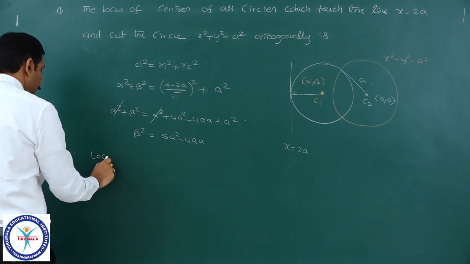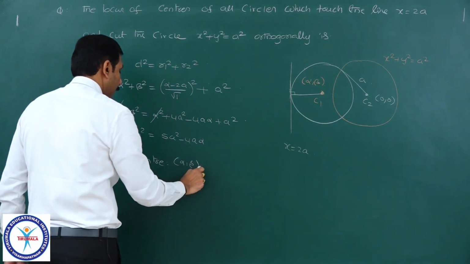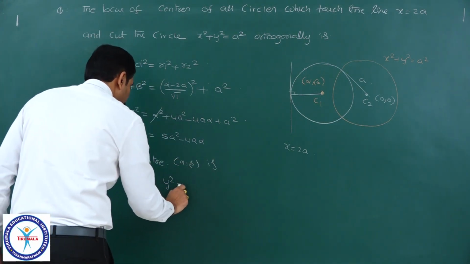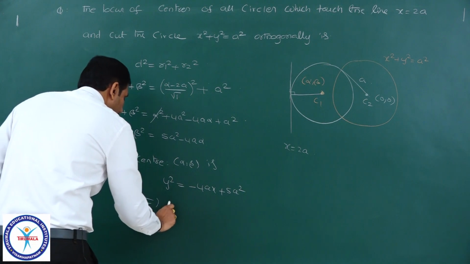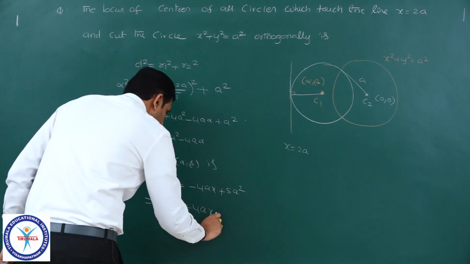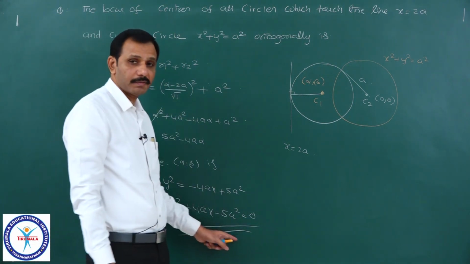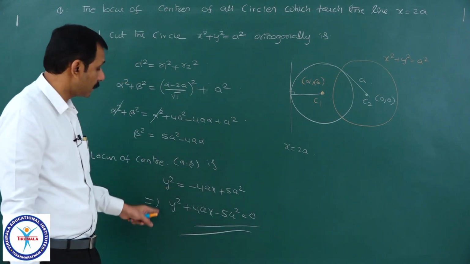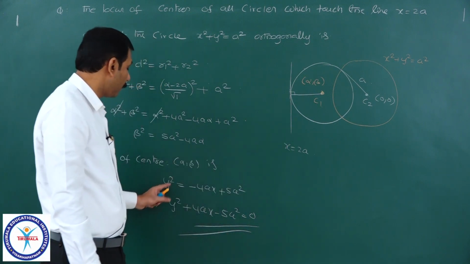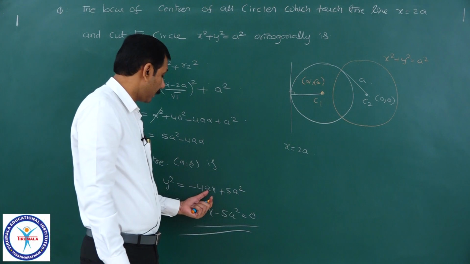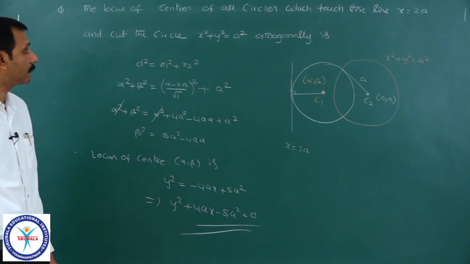Therefore, the locus of center alpha comma beta is y square is equal to minus 4ax plus 5a square, or I can write y square plus 4ax minus 5a square equal to 0. Of course, which is a parabola. If they give options, the equation is given, so we will get the equation directly. If the options are circle, parabola, ellipse, hyperbola, that type, then we know y square equal to something linear in x means it is a parabola. Hope you understood this one.